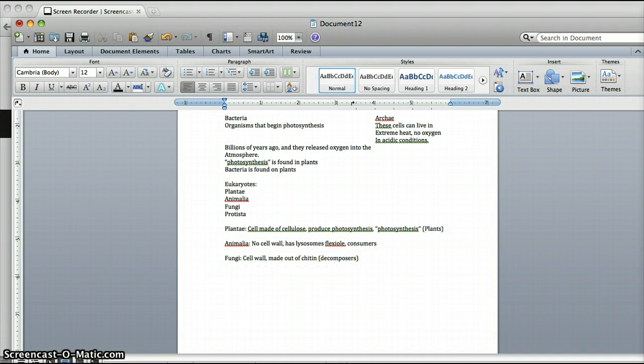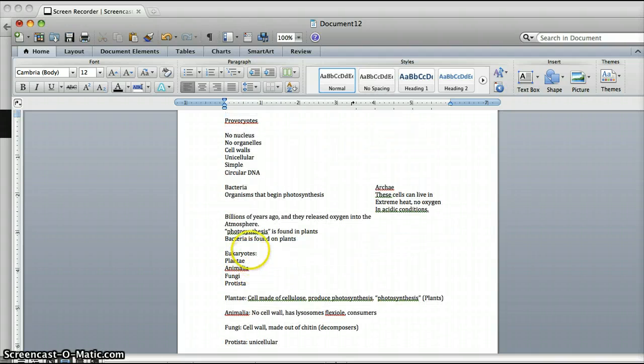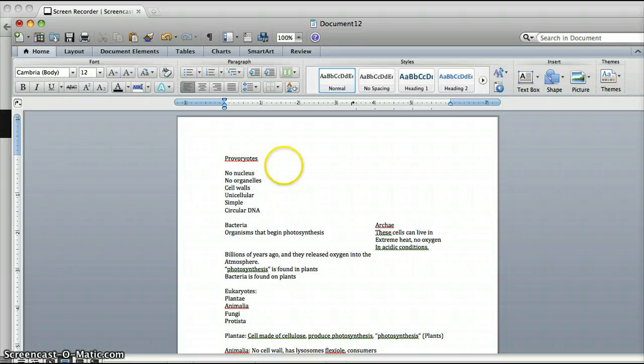Now, the fourth type is a protista. So the fourth type of eukaryote is a protista. Now, the protista is unicellular. Okay, it only has one cell, and it's a pretty small eukaryote cell. So these are the different types of eukaryotic cells. You've got plantae, animalia, fungi, and protista. And then the two different types of prokaryotes are bacteria and archaea.